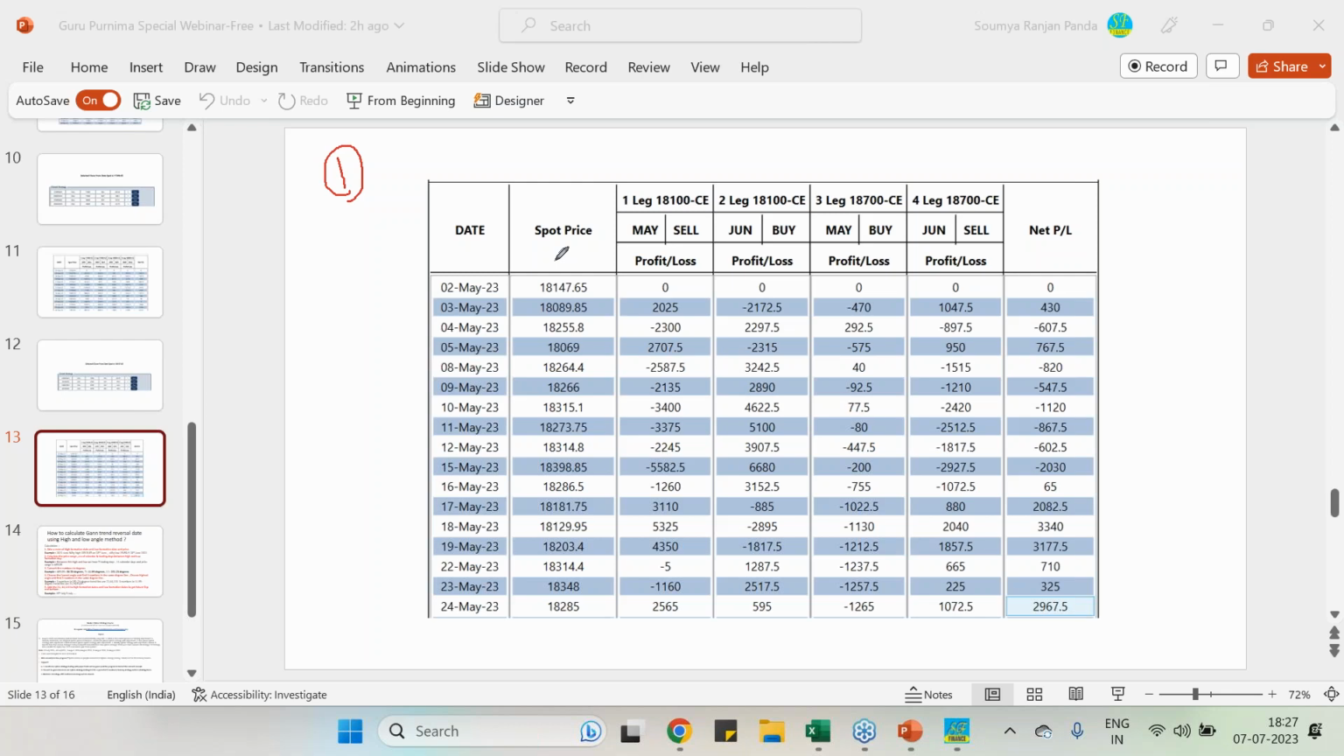So we need to identify 2 situations, whether it will be a consolidation or after how many points there will be a trending market. You need to know both these things.